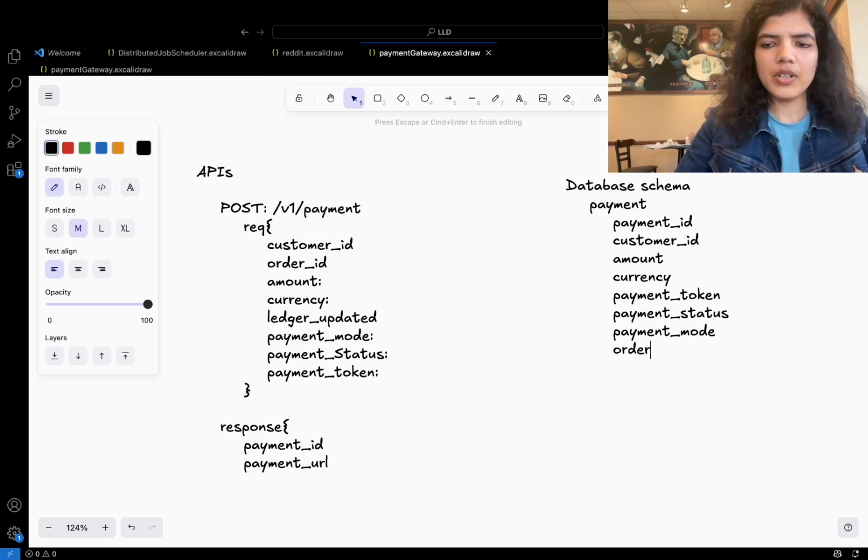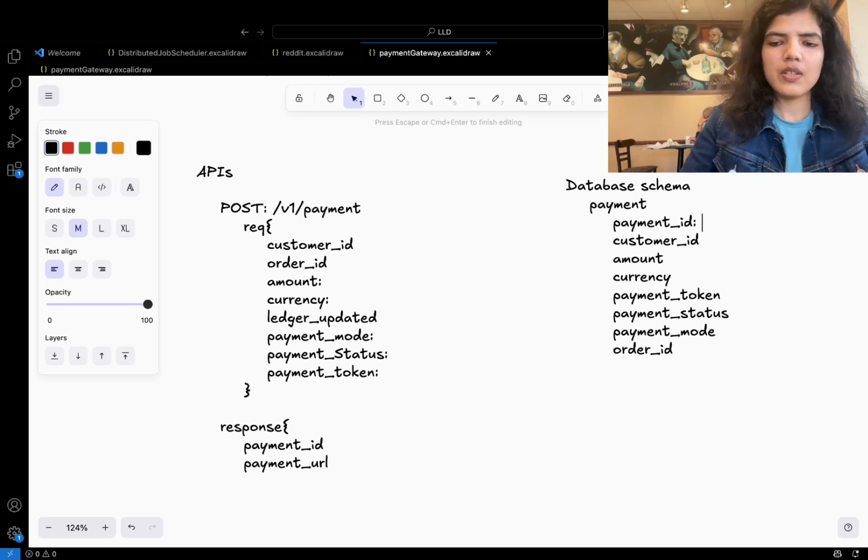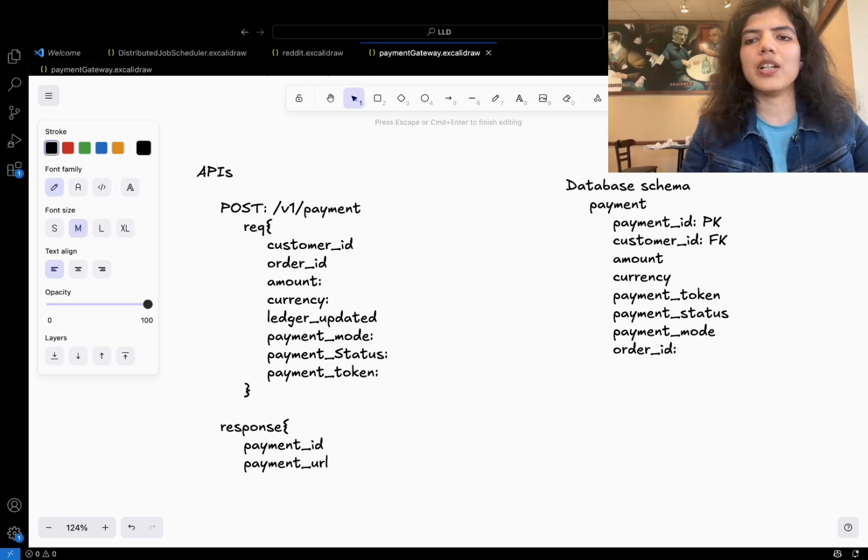And yes, about the order ID. So order ID, customer ID, these would be foreign keys. Payment ID would be a primary key. So this would be primary key, and these would be foreign keys. We can always create a table for customer wherein we have the customer name, phone, email address. Same goes with order ID.